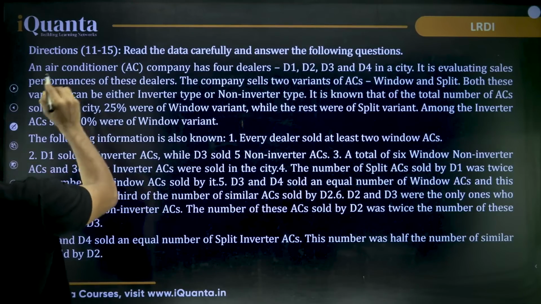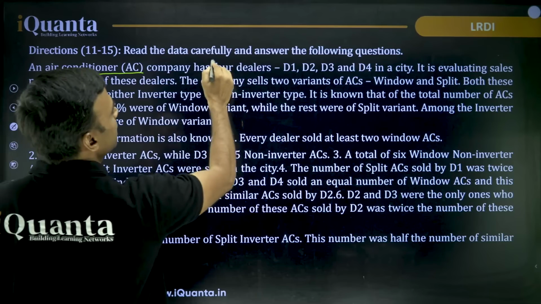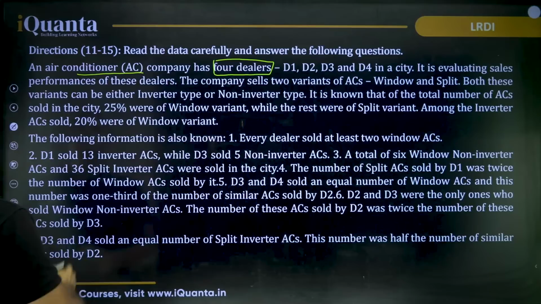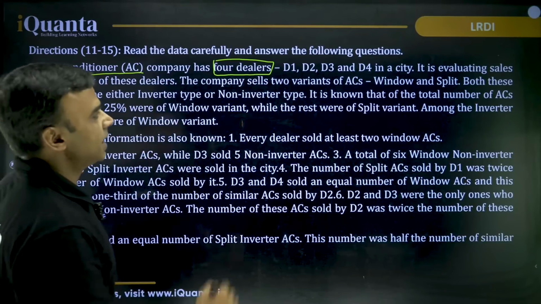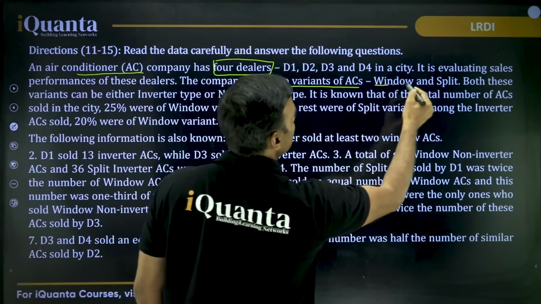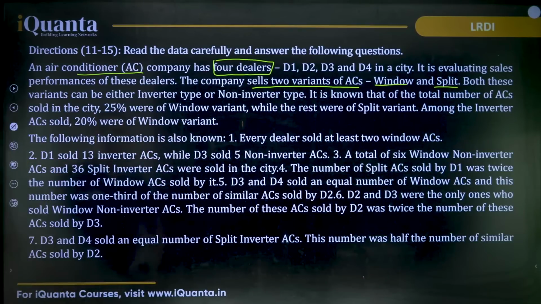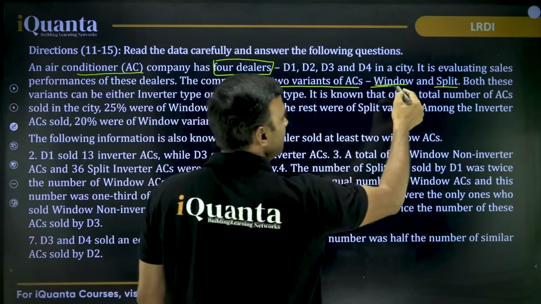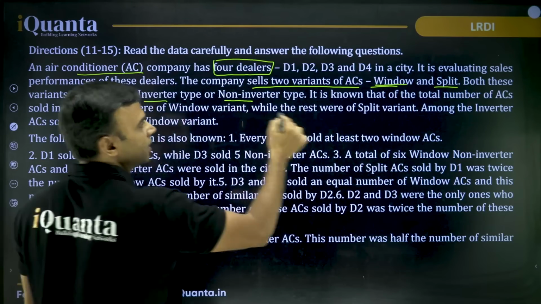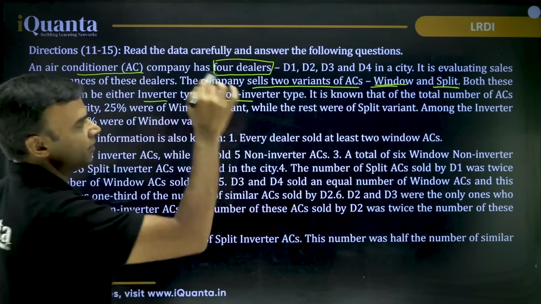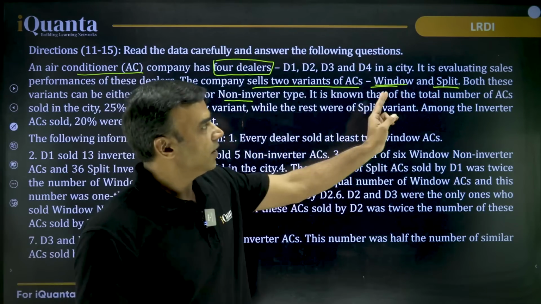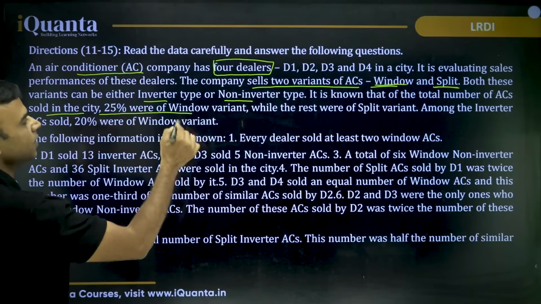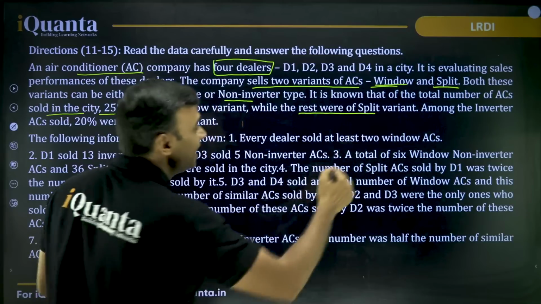It says, an air conditioner (AC) company has 4 dealers, D1, D2, D3, D4 in a city. It is evaluating sales performances of these dealers. The company sells 2 variants of AC, window and split. Both these variants can be either inverter type or non-inverter type. So within window, inverter and non-inverter, within split, inverter and non-inverter, right? It's known that of the total number of ACs sold in the city, 25% were window and the rest were split. See, this is how you read.